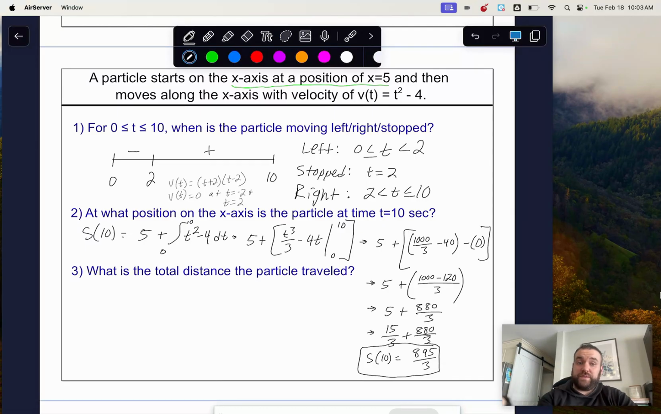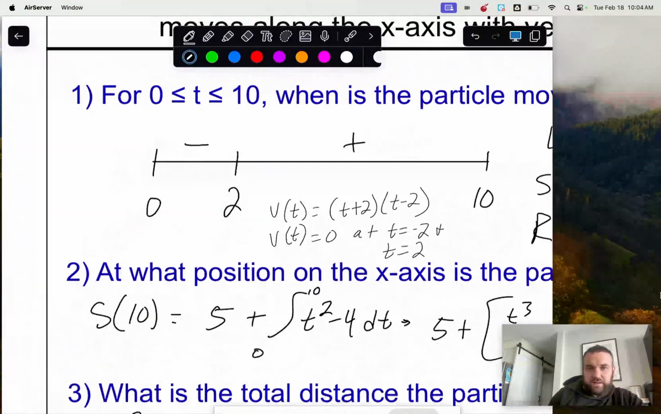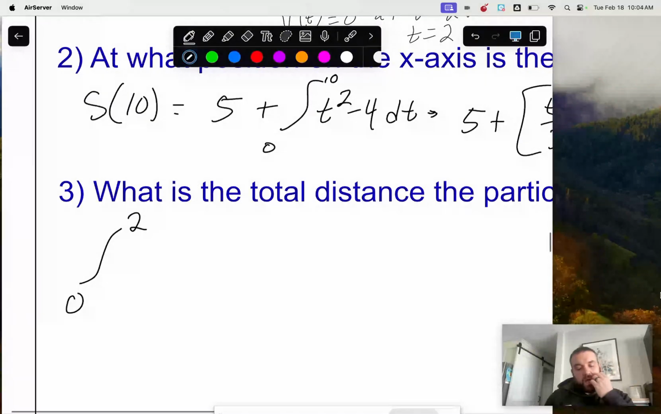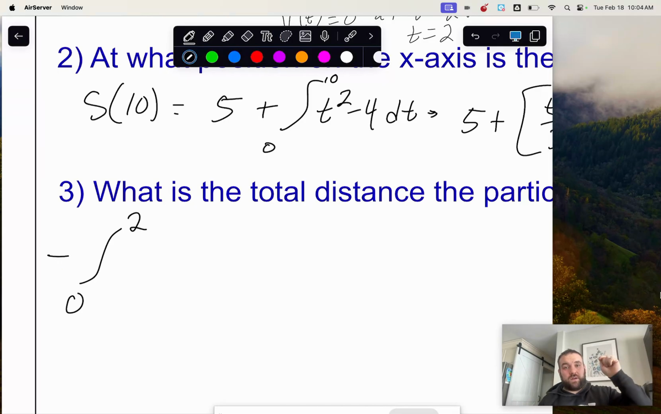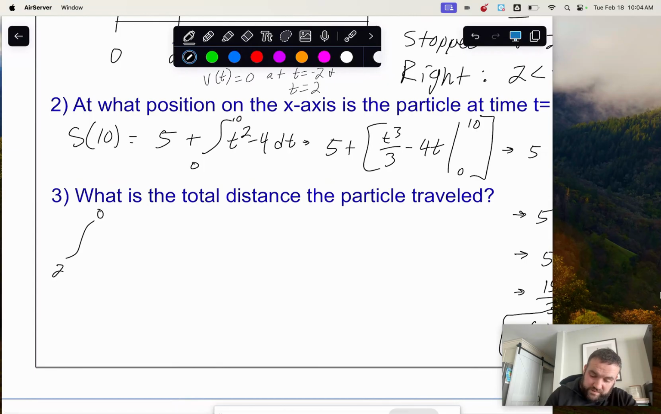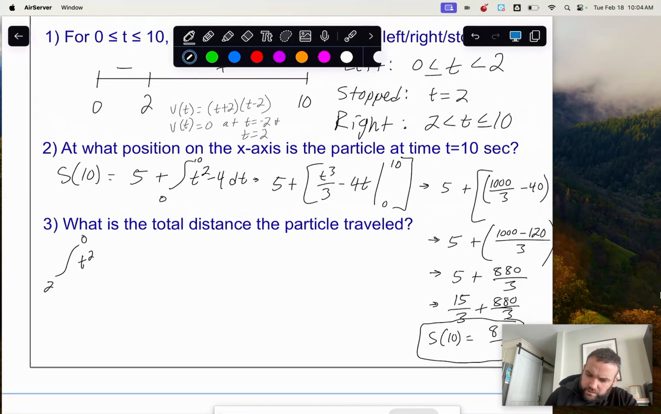Okay, that does not tell me the total distance traveled. So in order to find the total distance traveled, I do not have to worry about the 5, the starting position of 5. What I would instead just do is integrate from 0 to 2, but I know this is negative, right? Because I know that the velocity is negative between 0 and 2 seconds. So another way I could do this, instead of just applying a negative out front, is I could flip the bounds. So I could integrate with a lower bound of 2 and an upper bound of 0, essentially integrating backwards, which would turn that negative value positive. So I'm going to do that. I'm going to integrate from 2 to 0 of t squared minus 4.